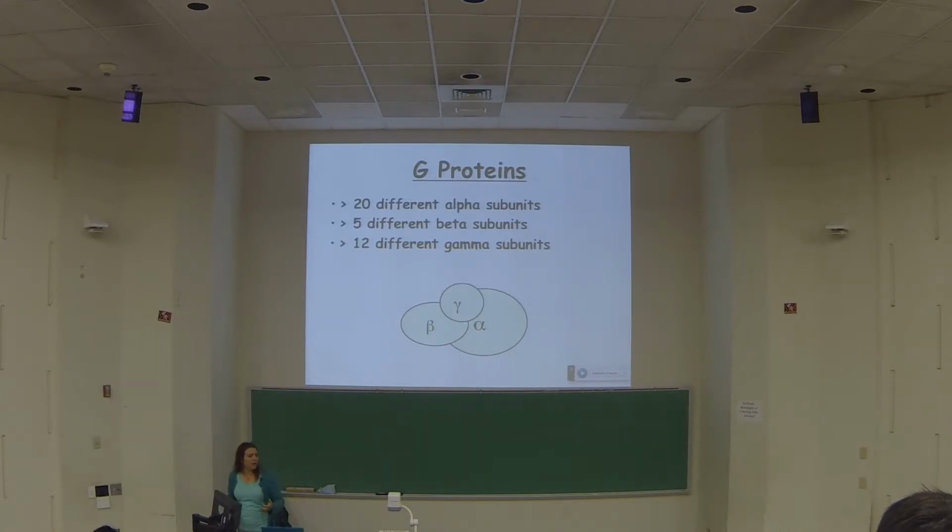So it's not a one-to-one association. You get mixing and matching of these components. And the greatest diversity is in that alpha subunit, which is where the GDP to GTP exchange occurs and which interacts with downstream pathways.